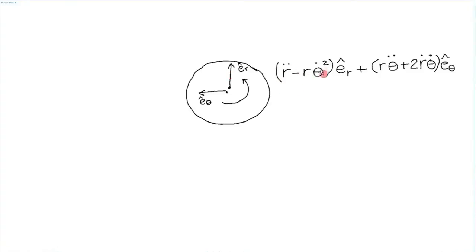Second thing is r theta dot square. Now, when the child is starting from the origin, what is r? At the origin, r is very small or 0. So, this term becomes 0. What does that mean? That there is no component in the er direction. Now, let us check if there is any component in this theta direction or not. To do that, let us go to this first term, r theta double dot.